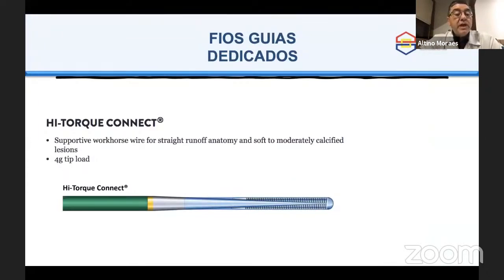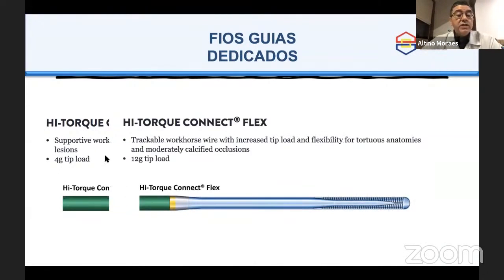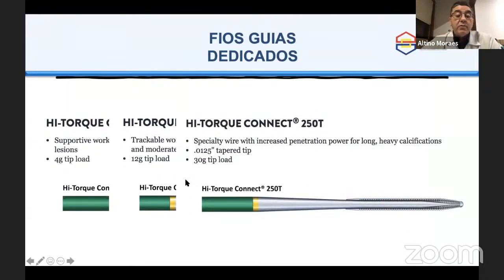E os Connect com High Torque, que têm peso na ponta. Estes são os melhores, dependem para que você necessite usar, você elege uma ponta ou outra, como, por exemplo, para anatomia com deságue reto e leve, e lesões calcificadas moderadamente. Podemos usar um tipo de 12 gramas, tá? Que é para lesões com anatomias mais tortuosas, porque é mais flexível, e aumentar o peso da ponta. E usada também em oclusões calcificadas moderadas. E um fio mais pesado, que é de 30 gramas, que tem um maior poder de penetração e é usado para calcificações muito pesadas.